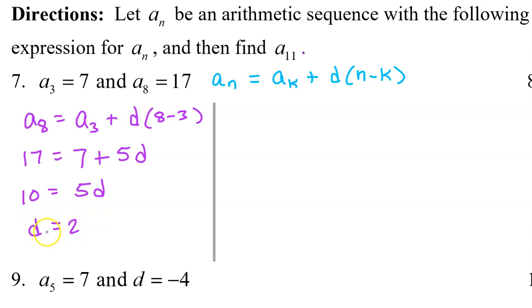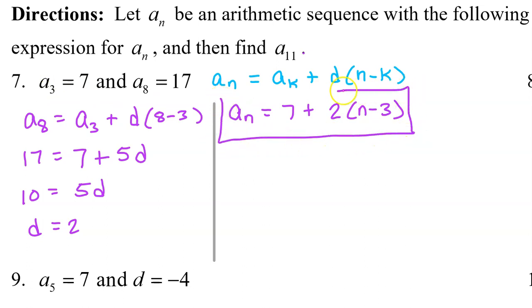Now we can use this common difference to write our expression for a_n. We can use either one of these for a_k. I'm just going to use the smaller one, the 7, plus, now our common difference is 2, times n minus k, which is the subscript 3. So this is our expression for a_n.